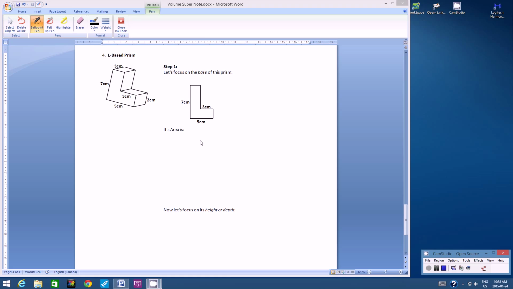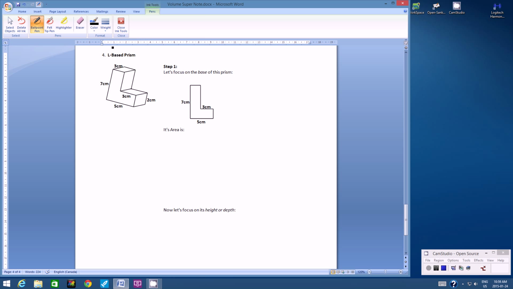Now, there's a couple of measurements missing. I've left out this measurement on purpose. Can you see what it is? That would be this measurement, 2 centimeters. As we're working on this, we always have to be looking for information that we can use. So let's write that in here, 2 centimeters. I used a very thin pen here.